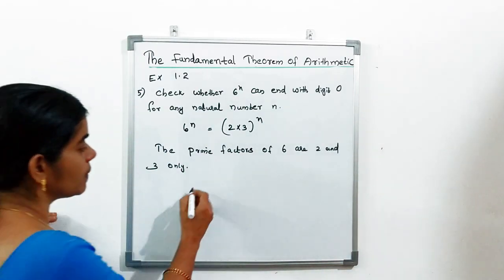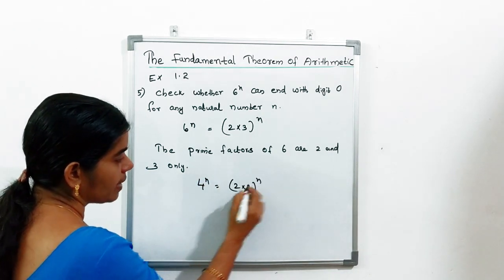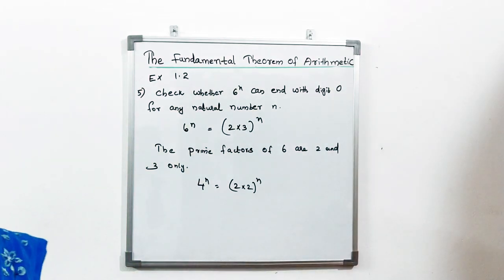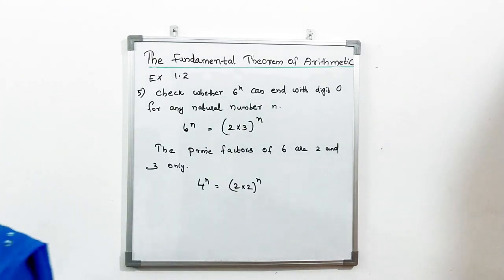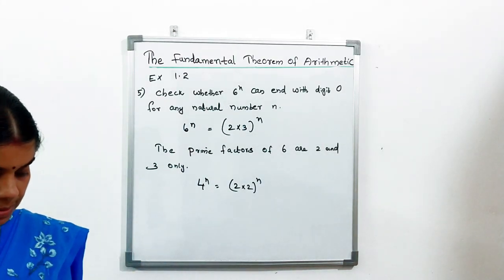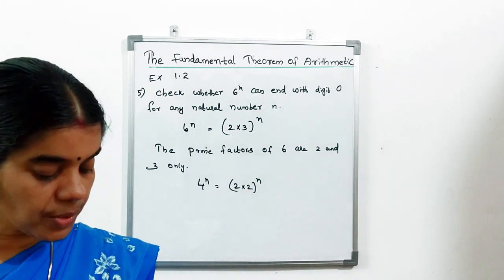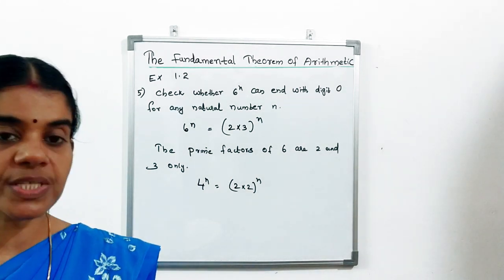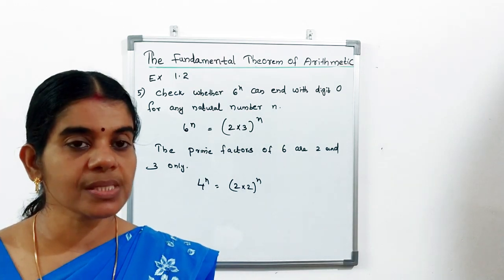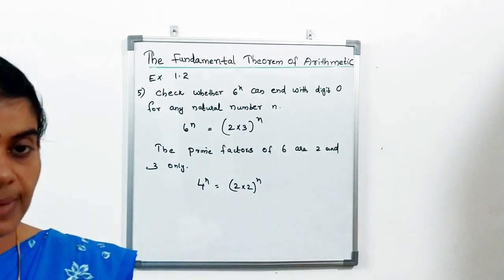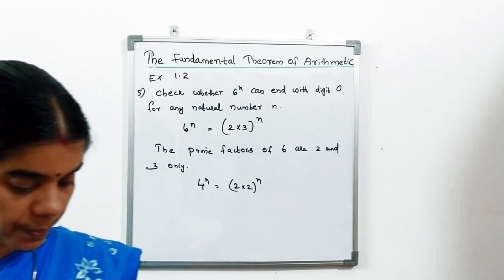For example, if you are taking 4 raised to n, that also we can write as 2 into 2, all raised to n. Therefore 4 raised to n also cannot end with the digit 0, because there are no other primes in the factorization of 4 raised to n, 2 and 2 only. If the number is ending with the digit 0, there will be the factors 2, 5 like that. Therefore 4 raised to n also cannot end with the digit 0.